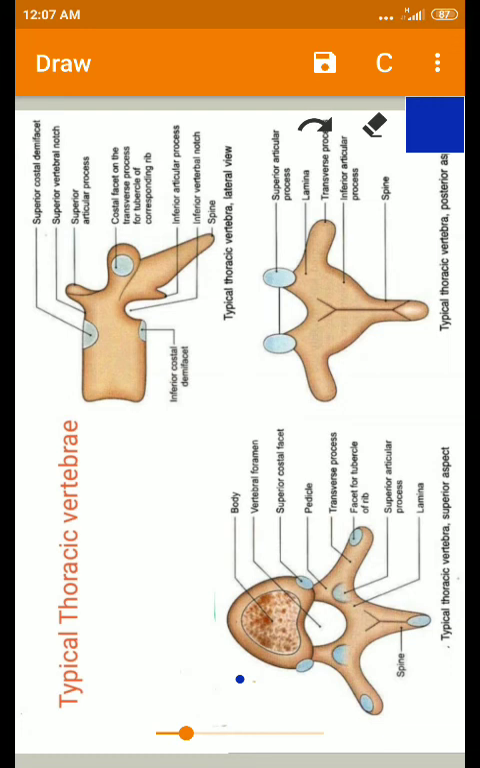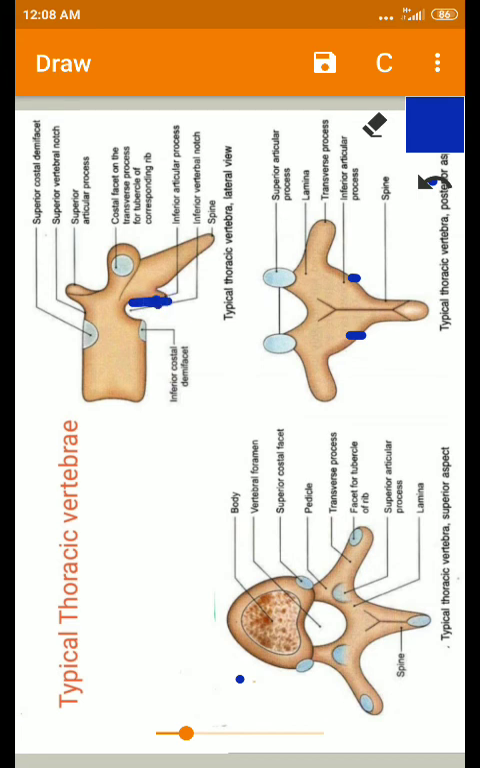Coming to the inferior articular facets, here we can't see them, so they are present in front of the laminae. Here you can see the inferior articular facet. These project downwards from the lateral ends of the laminae. So this is the lateral end. They project downwards from the lateral ends of the laminae.